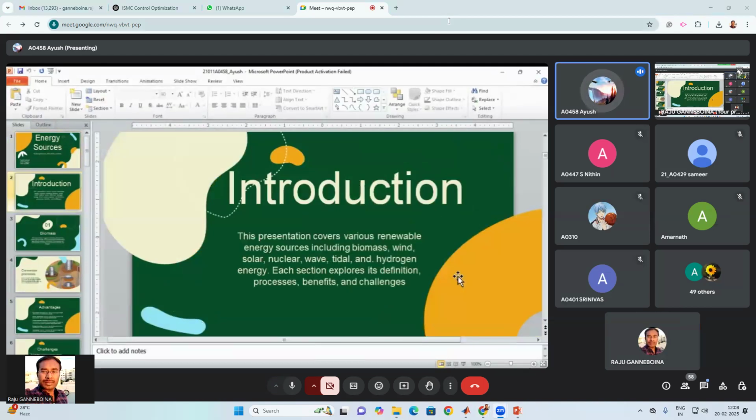the presentation covers various renewable energy sources, including biomass, wind, solar, nuclear, wave, tidal, and hydrogen energy. Each section explores its definition, processes, benefits, and challenges.